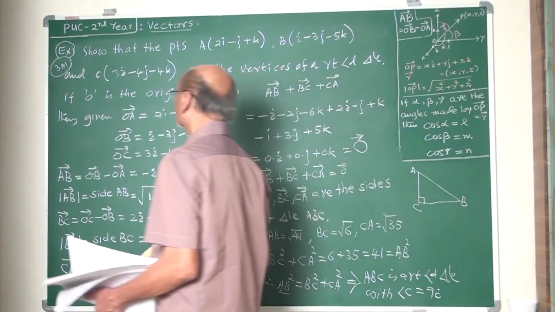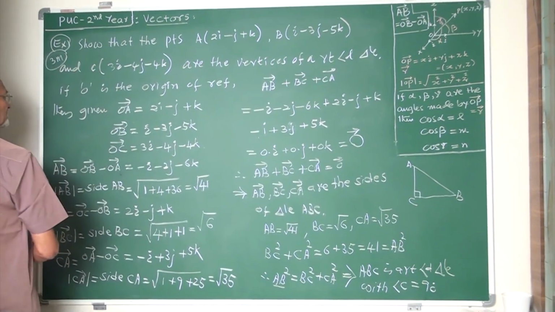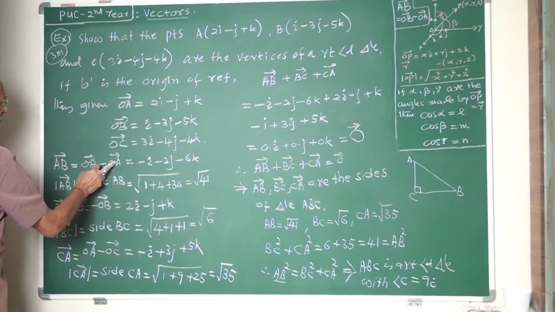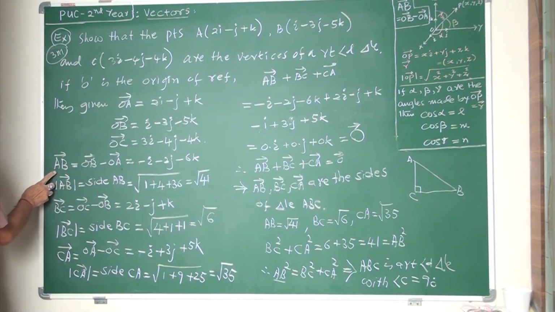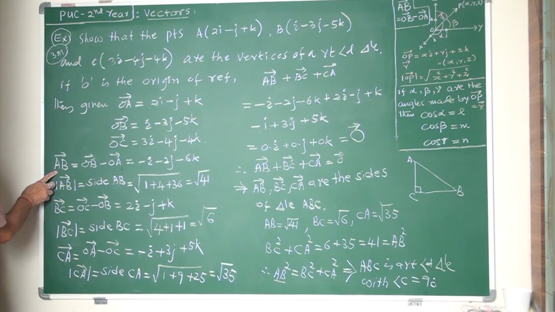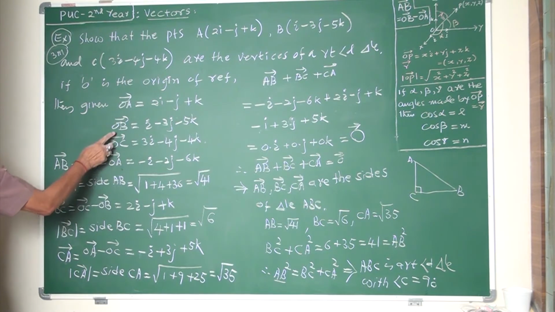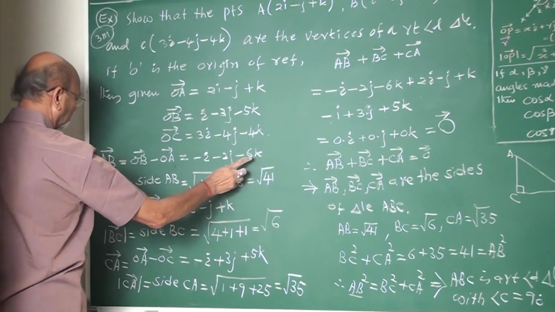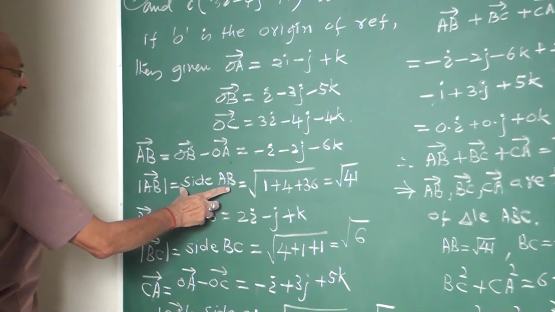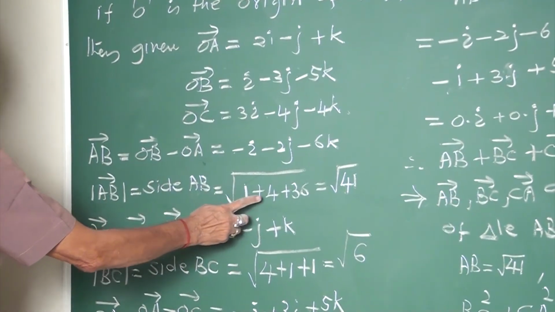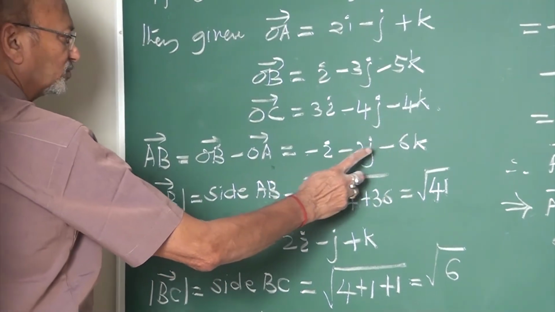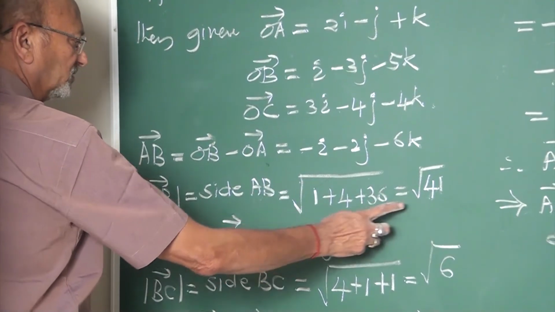Yes, copy it. It is easy. OA, OB, OC are written. With the help of this, you have to find the sides. First find the vector AB, which is OB minus OA, I minus 2I. You know the calculation, do it. The magnitude of AB is side AB, which is root of x square plus y square plus z square: minus 1 whole square, minus 2 whole square, minus 6 whole square.